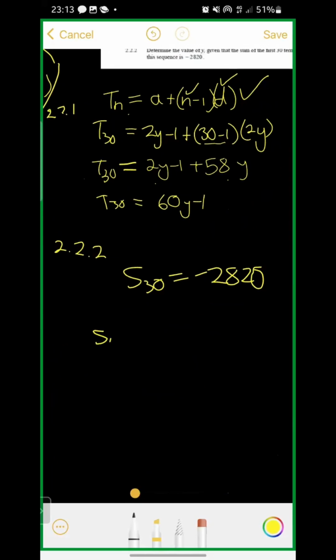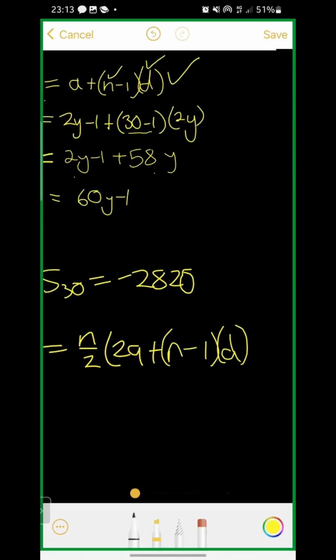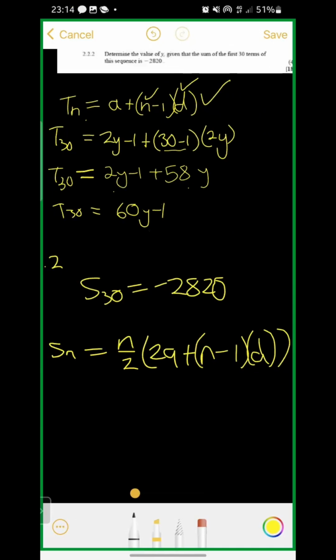So it's Sn equals n over 2, please correct me if I skip something, 2a plus (n minus 1) d. I like putting the d in brackets. So the d is very important, guys, so let's put it in brackets.